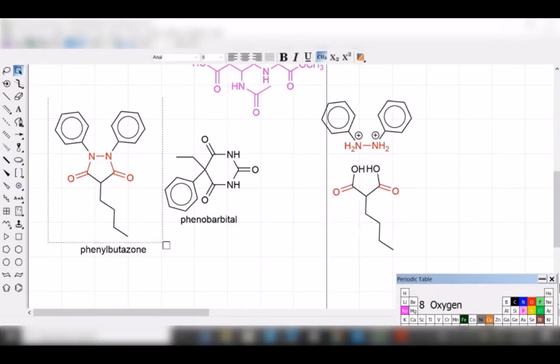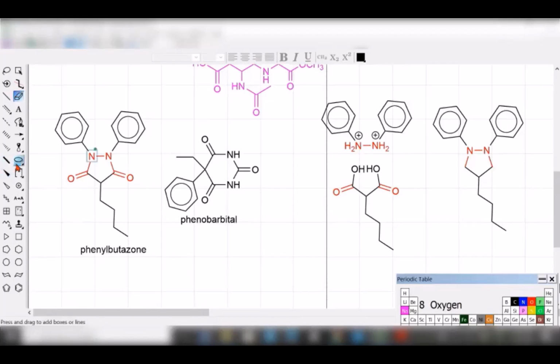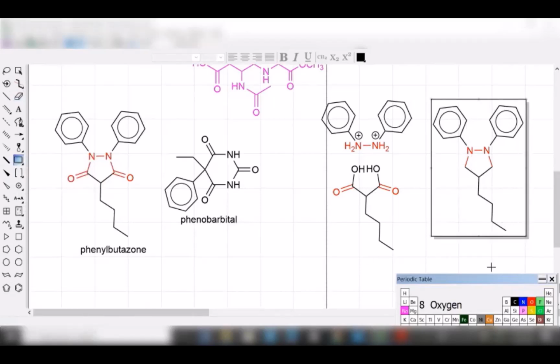What if it undergoes reduction? For reduction, you simply remove the C=O, and that's it. So this is the reduction product that I've drawn on the right.